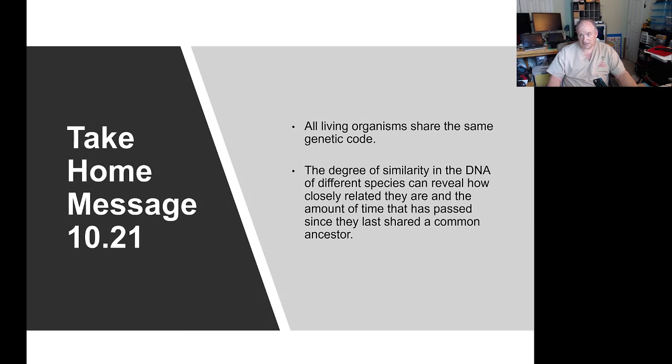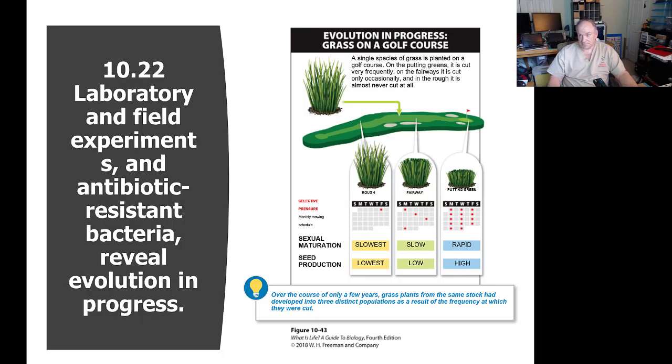All living organisms share the same genetic code. The degree of similarity in the DNA of different species can reveal how closely related they are and the amount of time that's passed. And that's a straightforward observation to make. Evolution of the progress of grass on the golf course. Now, there's definitely something artificial going on there, because of the laboratory field experiments, and the grasses grow differently. It's not realistic, because of a putting green or something like that. They have different types of grasses that they want for those, and that's just humankind wanting that.